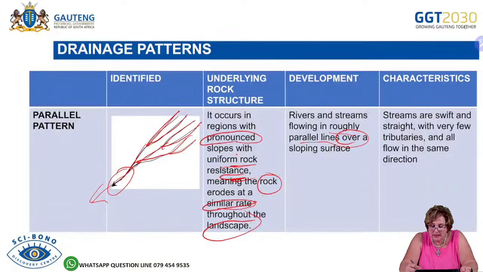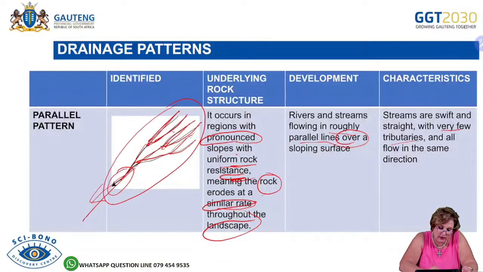Streams are swift and straight, you can see it, swift and straight, with few tributaries. I'm talking about in this example 6 tributaries, and everything flows in one direction, and that is in a southwesterly direction.